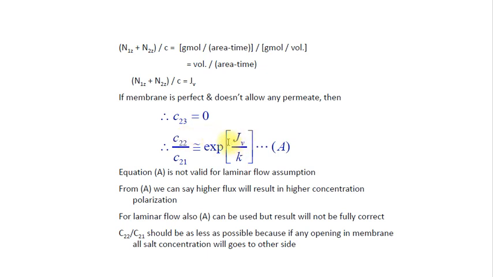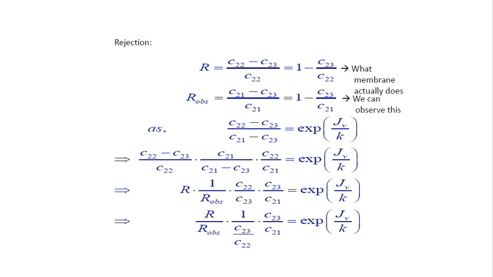If the fluxes are higher, then you have the higher concentration polarization. If the fluxes are lower, you have the lower concentration polarization. So you can use this equation to calculate the concentration polarization, or the concentration of salt at the surface of the membrane. Now the solution diffusion model.